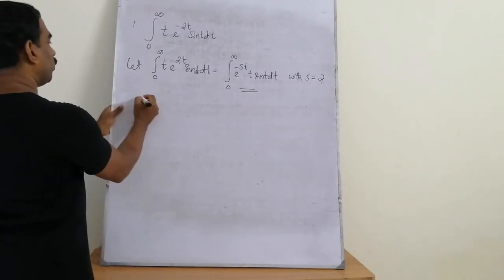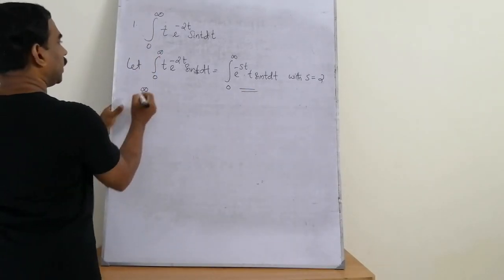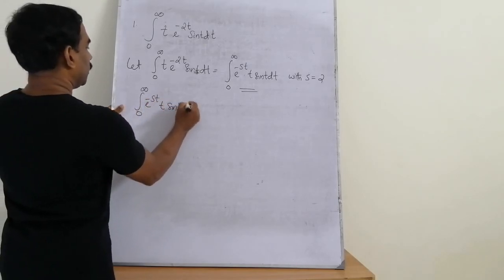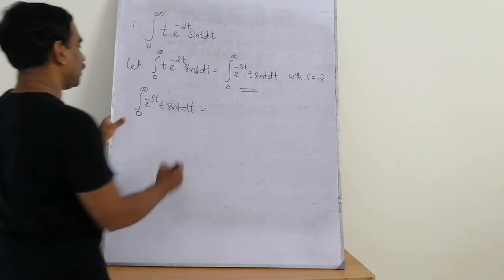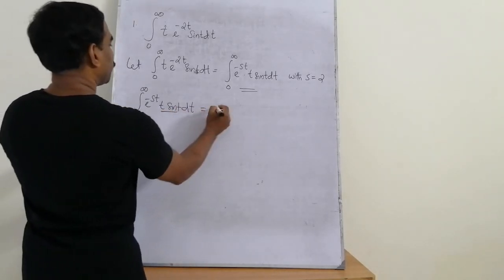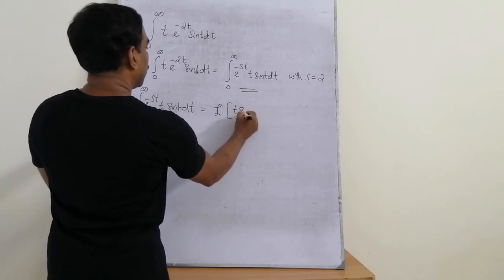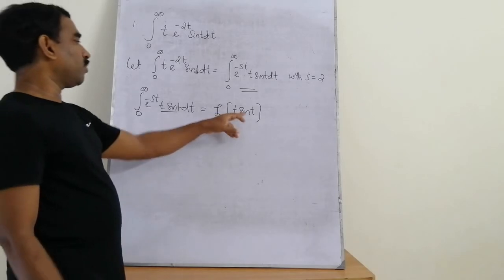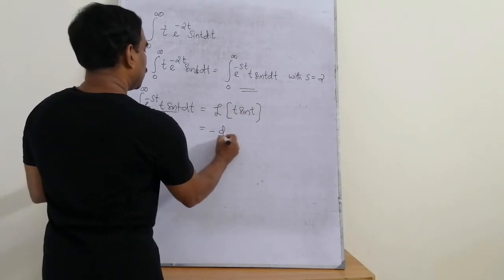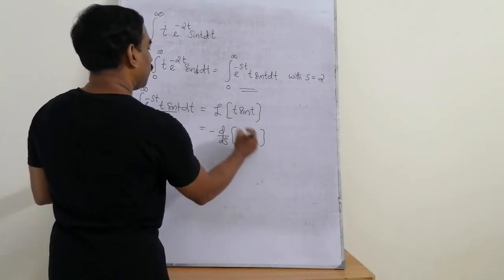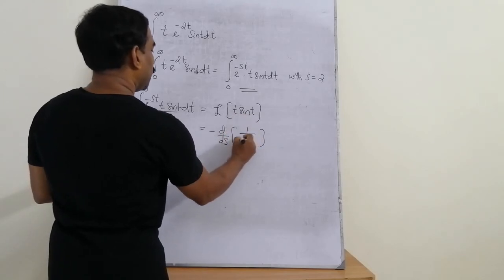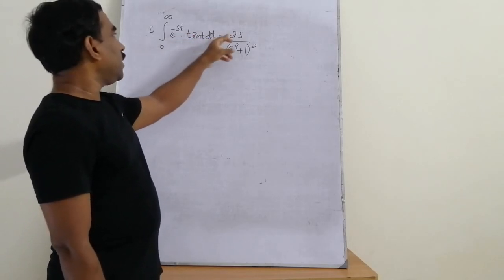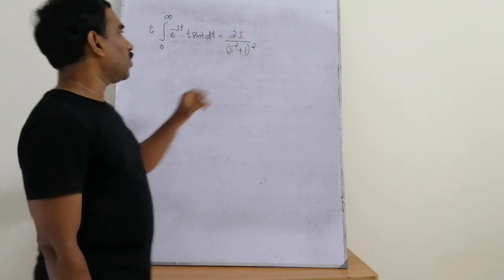So we can evaluate the right hand side integral. This is the Laplace transform of, that is integral 0 to infinity e raised to minus st t sin t dt, and this is the Laplace transform of the function t sin t. Applying the property of Laplace transform, this is the multiplication by t property. So this is minus derivative of the Laplace transform of the function sin t, that is 1 by s square plus 1. That is integral 0 to infinity e raised to minus st t sin t dt equal to 2s by (s square plus 1) the whole square.